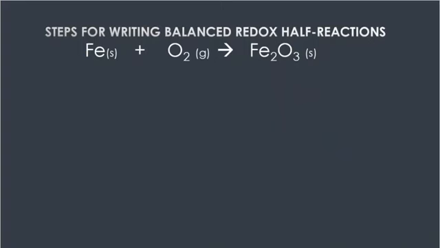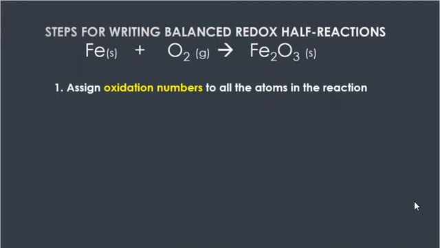The next example we're going to cover is this synthesis reaction. But before we begin, because it is a slightly more complex problem, let's go over the general steps we will be following. So the first step will be to assign oxidation numbers to all of the atoms in the reaction, just like we did for the previous problem.